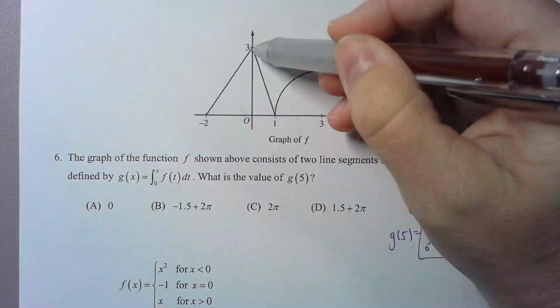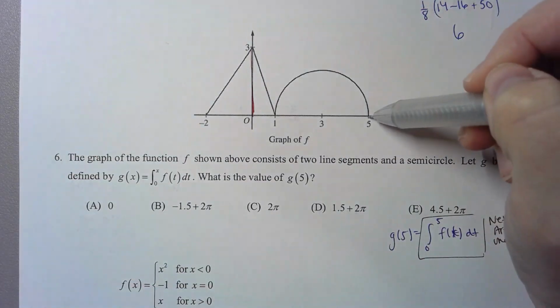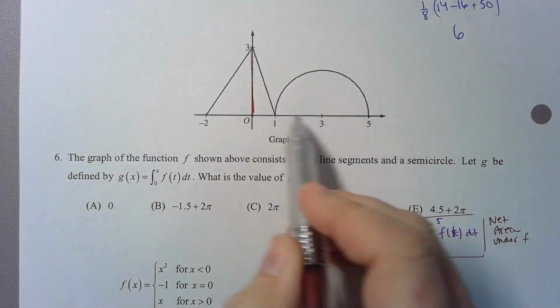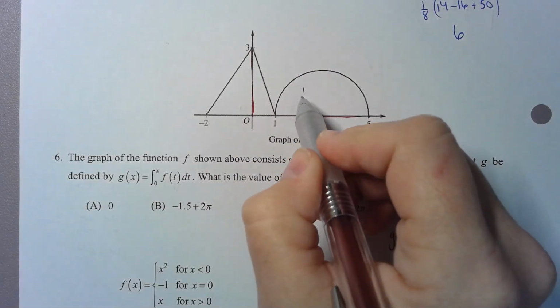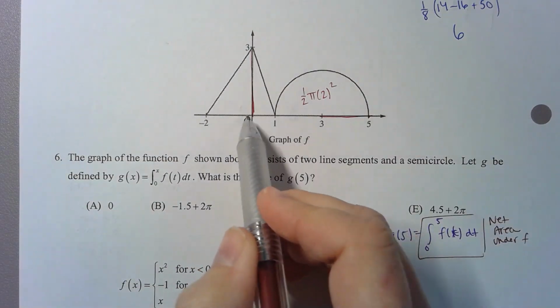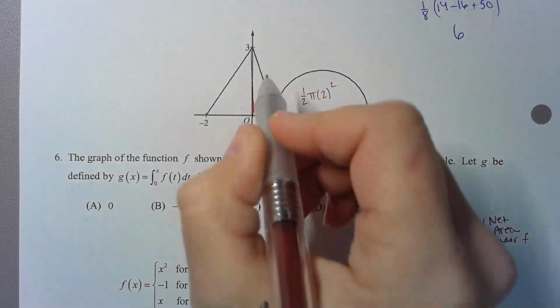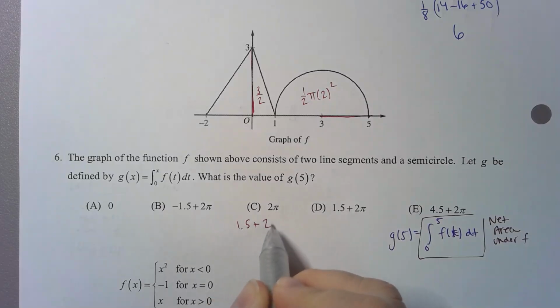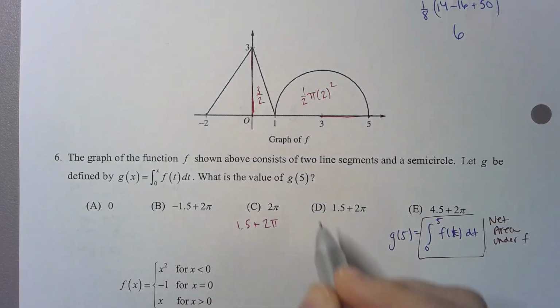Now we have a lot more than that, but we're going to start at 0 and we're going to stop at 5. So this is a semicircle. Diameter is 4, so the radius is 2. So 1/2 pi times 2 squared. This is a triangle with a base of 1 and a height of 3. So 1/2 times 1 times 3 is 3/2. So I have 1.5 plus 2 pi.